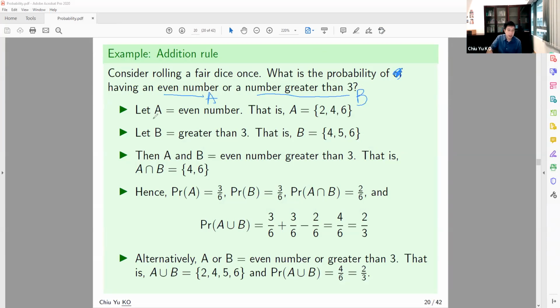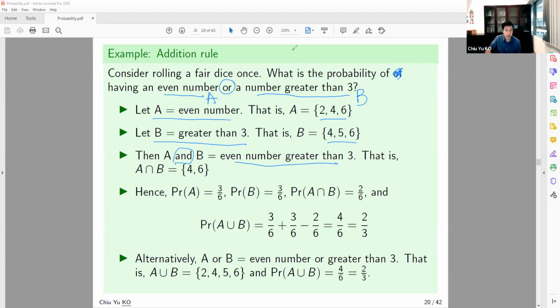A is even number. Even number is 2, 4, and 6. And B is greater than 3. Greater than 3 is 4, 5, and 6. And A and B, or A intersect B, will be even number greater than 3. So that is what it means, right? Before it was or, but now it's and. We need both together.